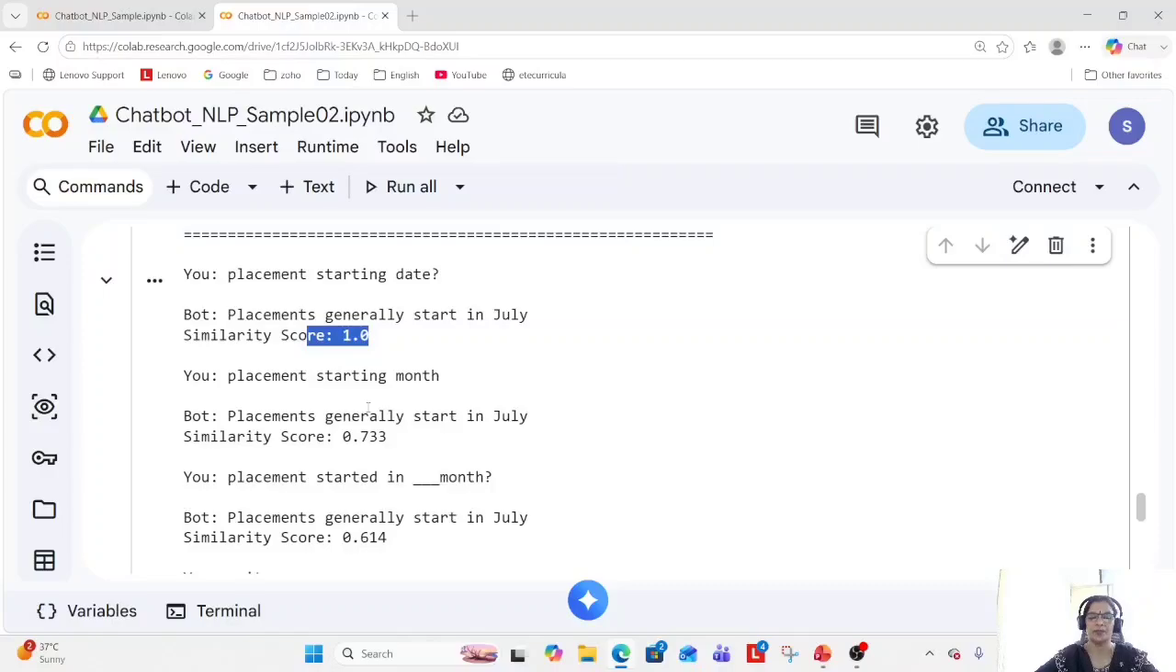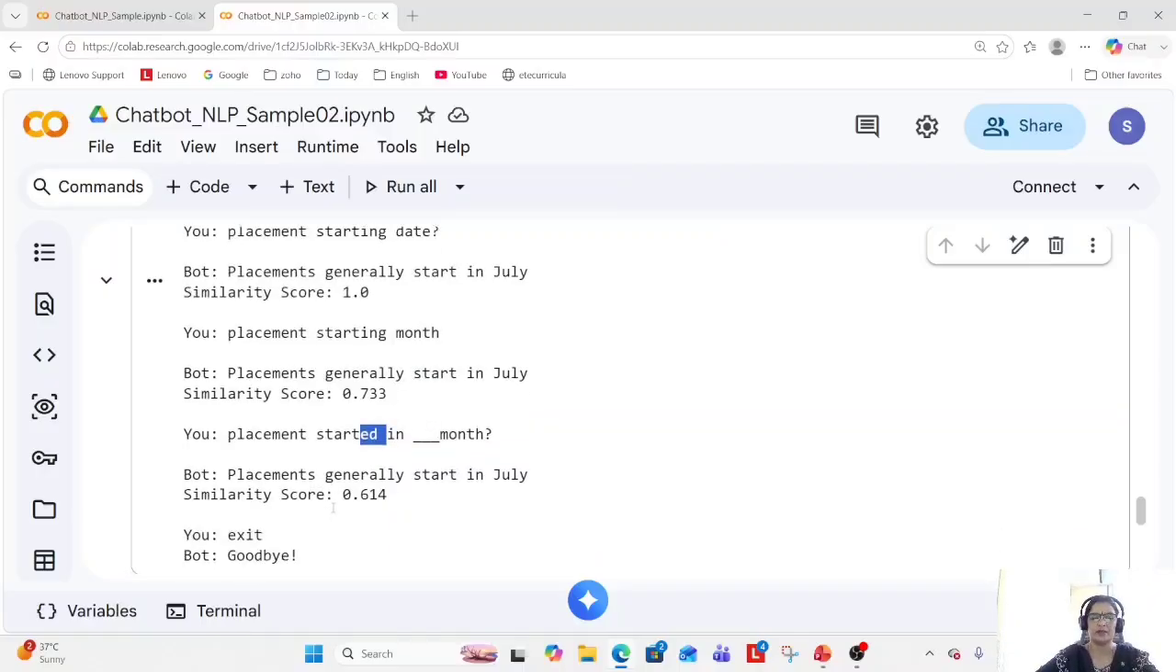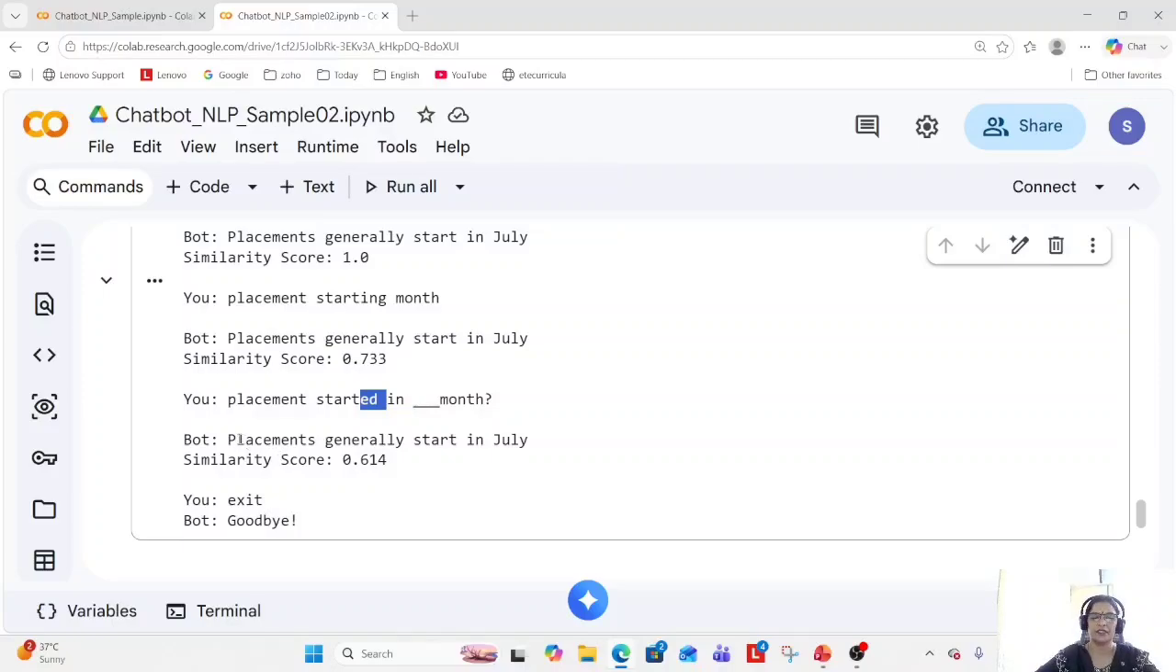And placement starting month. If we ask month instead of date, anyway placement start after the stemming process, these two words are available. Therefore, placement generally start in July is displayed on the screen, but the similarity score is 0.77. Anyway, it fits the correct one. Similarly, if the user asks placement started in month, here also the ed is removed by the stemming process, then placement start is available in the previous query. Therefore, it will give us the correct answer, placement generally start in July. Now the similarity score is 0.614. So when we type exit, it will give us goodbye.